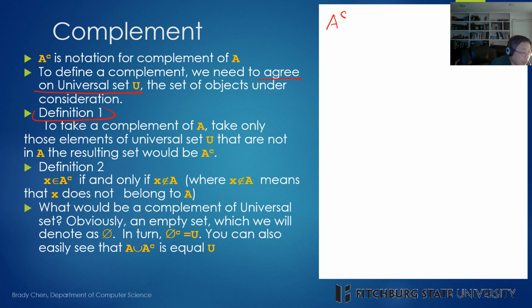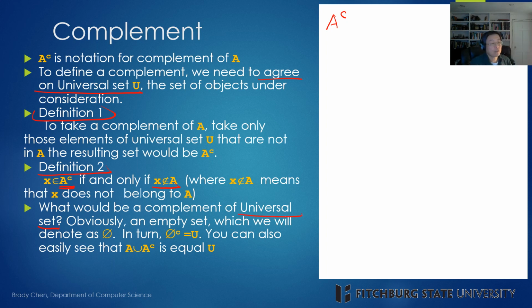Now the other definition is, if an element X belongs to the complement of A, so suppose the complement of A is another set, then if and only if X does not belong to A. So if X does not belong to A, then X belongs to the complement of A, or vice versa. That's the second definition. Now, with the concept of complement, the question is, what would be the complement of a universal set?